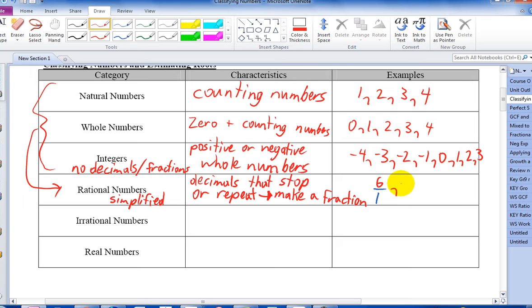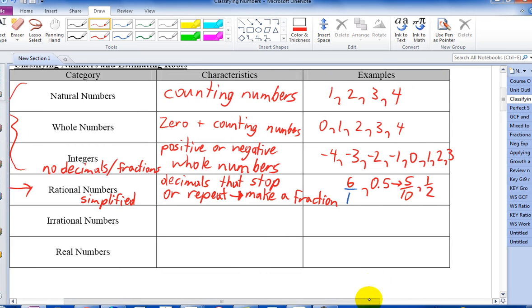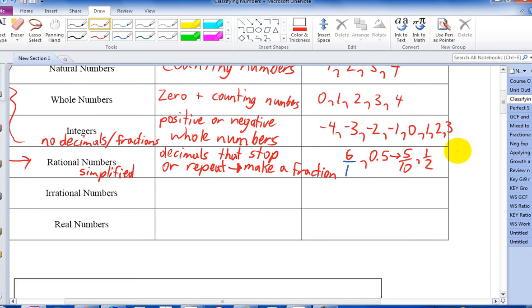So then often, we look at 0.5. What is that as a fraction? Well, it's 5/10, which is 1/2. So it's simplified. And we have negative numbers in there as well. You can make all your negatives fractions as well. So like -13.